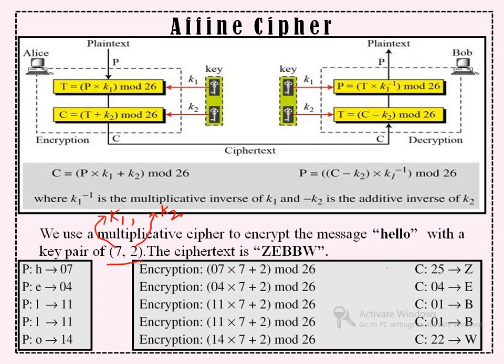Right? Can anyone quickly give me the multiplicative inverse for the decryption process? Multiplicative inverse of 7.